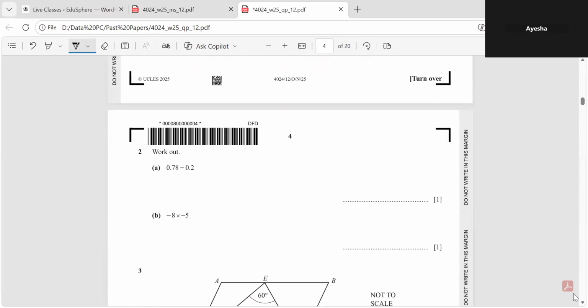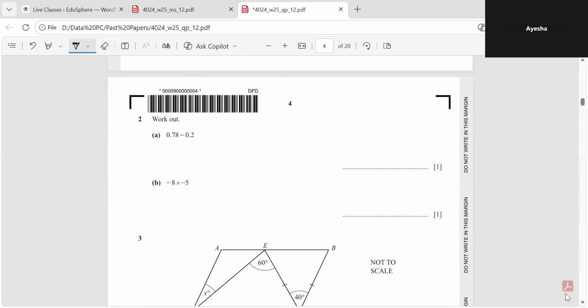Now, work out 0.78 minus 0.2. Since we are not using a calculator, the working should also be shown here. If we are subtracting 0.78 minus 0.2, it's necessary to put the decimal under decimal.